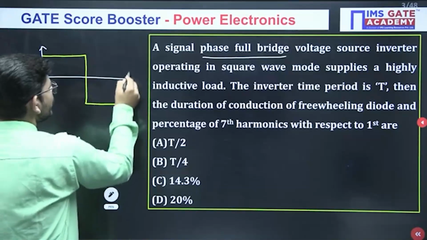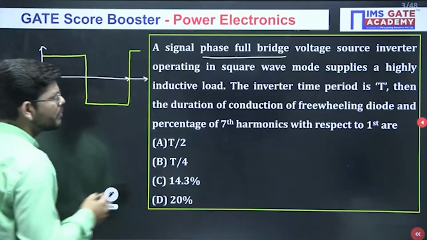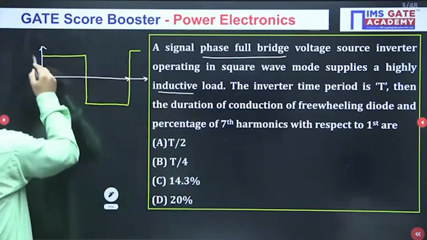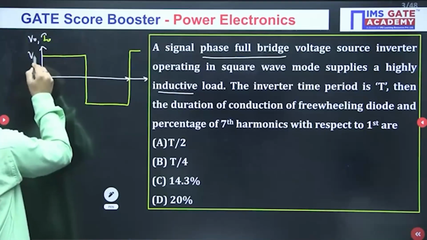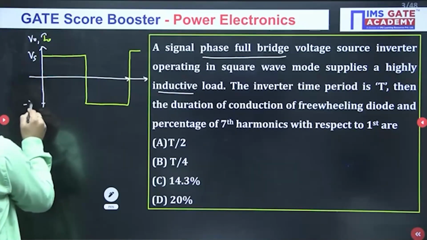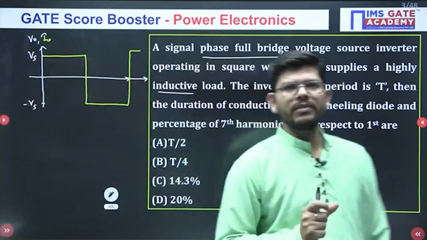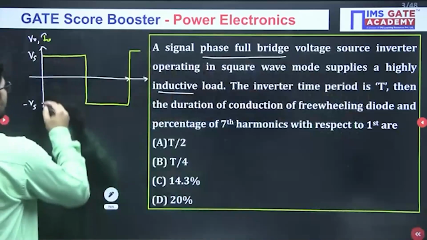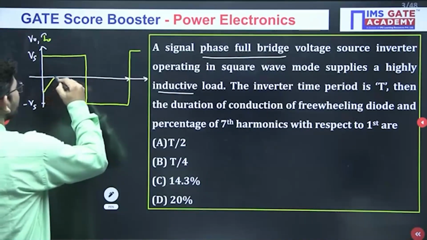Now what about the current? As you know, we have a pure inductive load. Let me plot the output voltage and current. This will be the output voltage, with a magnitude of plus Vs to minus Vs. If we have a pure inductive load, the waveform of the output current will be a linear waveform. So like this, you will have the waveform for the current.